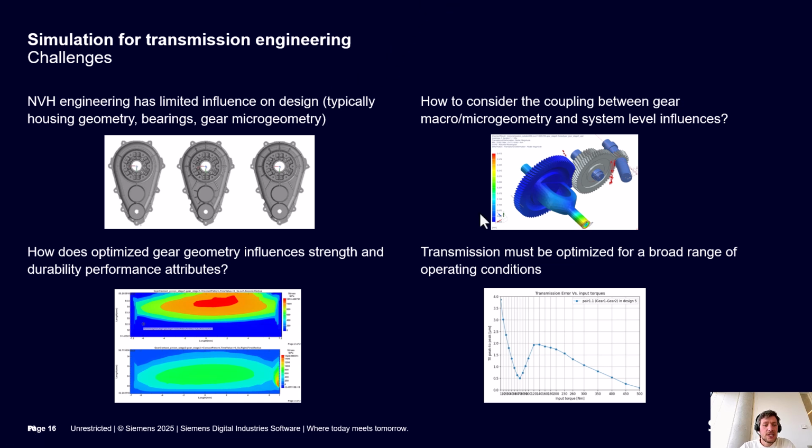Also, when optimizing transmissions for best NVH performance, it will affect strength and durability performance attributes. So you need to make sure that once you optimize your transmission, it also meets these other performance attributes. And then finally, you would like to optimize transmissions for both driving at slow speeds in city environments and at high speeds on the highway, which means that you basically need to optimize your transmission for a broad range of operating conditions.